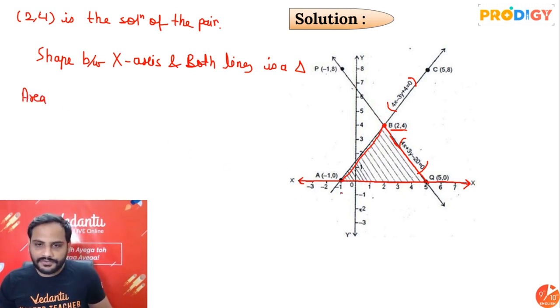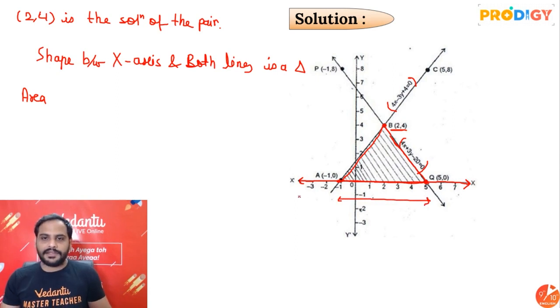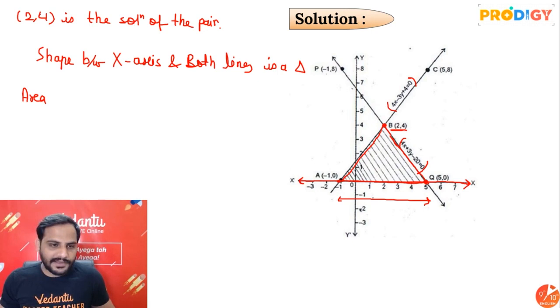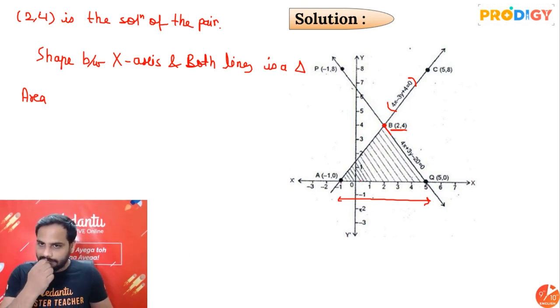Suppose I take this point A and Q, AQ, as the base. You can see this point is minus 1. Try to focus over here. Let me erase all these red marks so that you can see it very clearly. This point A is minus 1 comma 0, and this point Q is 5 comma 0. So the total distance between A and Q, from minus 1 to 5: 1, 2, 3, 4, 5, 6. 6 units.